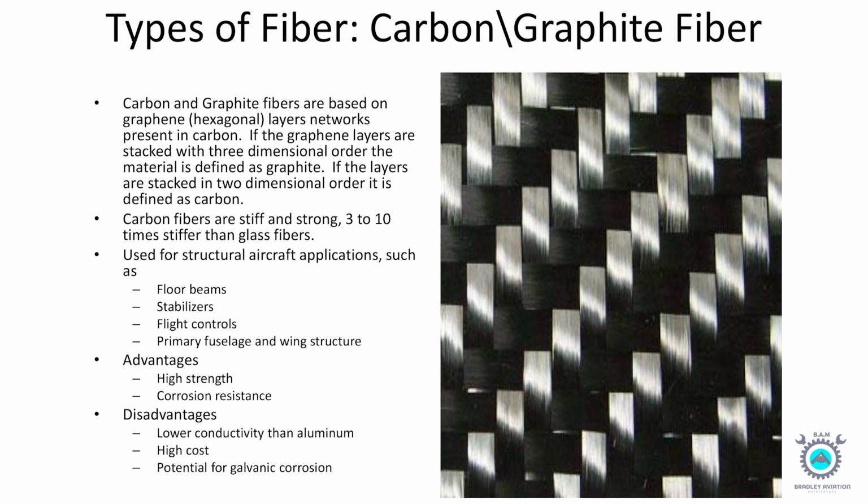Carbon fibers are stiff and strong, 3 to 10 times stiffer than glass fibers, used for structural aircraft applications such as floor beams, stabilizers, flight controls, primary fuselage and wing structure. Advantages: high strength, corrosion resistance. Disadvantages: lower conductivity than aluminum, high cost, potential for galvanic corrosion.